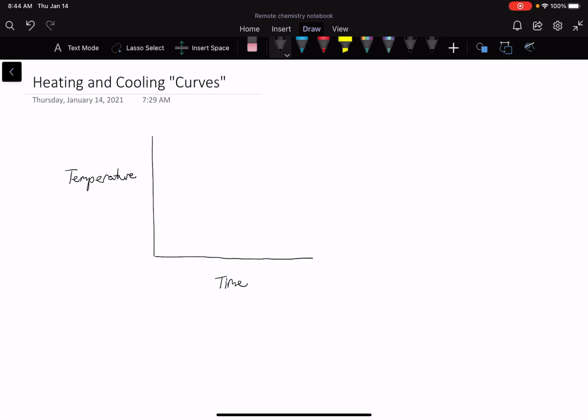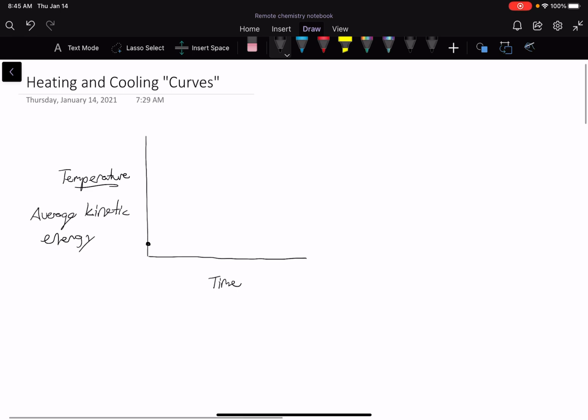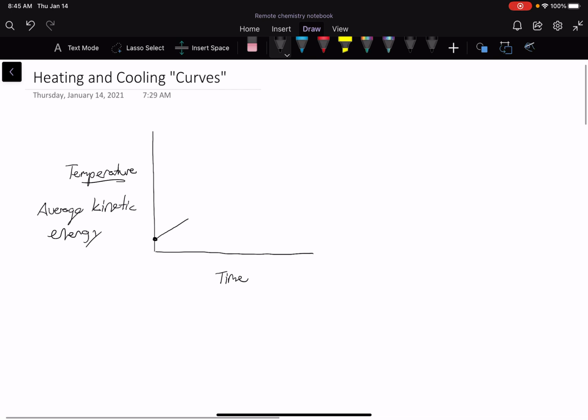Okay, let's look at a graph of heating something up over time. Before we start, it's important to remember that temperature is the same thing as the average kinetic energy, so essentially the average speed of all those particles that are moving around. Let's say we start at time 0, and our temperature can start at this point here. We start adding some heat or thermal energy to it, and eventually you're going to see the temperature start to rise. So let's stop there, and we'll talk about what's happening.